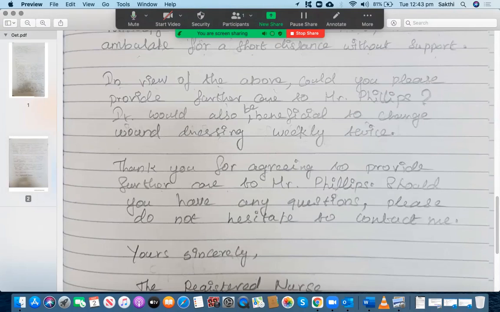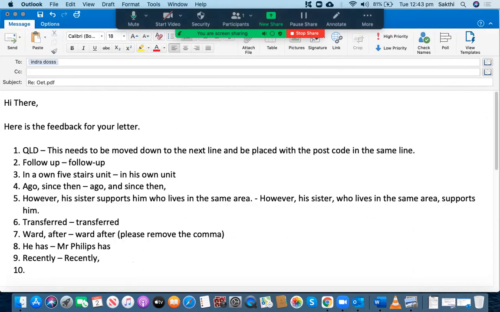Perfect. It would also be beneficial to change wound dressing weekly. What is it? Twice? Yes. It would also be beneficial to change wound dressing twice weekly. Weekly twice instead of twice weekly. It's all about placement of words. There are no grammar mistakes, but you could have used the frequency first, I mean the number of times, and then the duration. So it's like twice weekly. That could have been much better. All right, let's go to the next one.